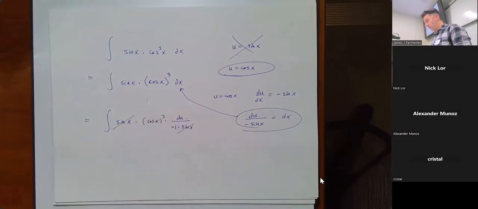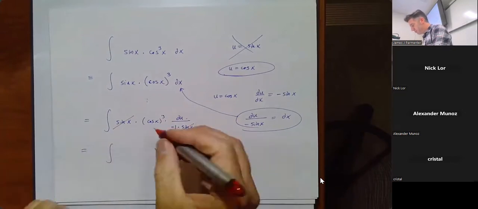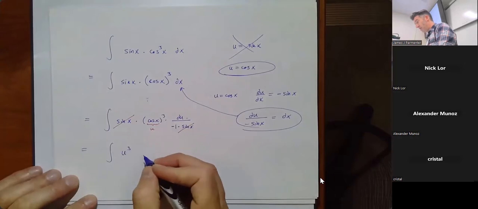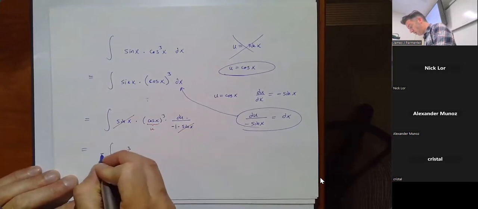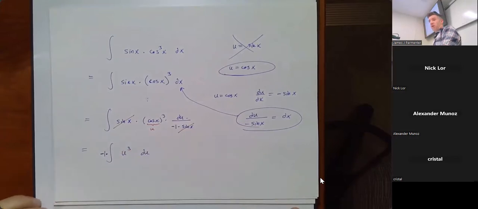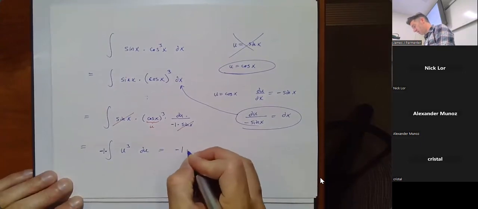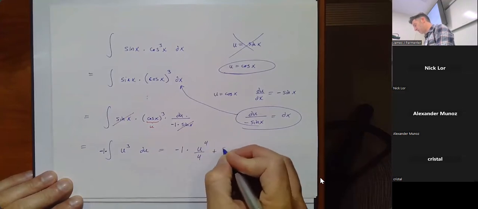And now I'm left with the integral of u cubed divided by -1 du. Dividing by -1 is the same as multiplying by -1. So let's just say we're multiplying by -1. And then we've got a du. And yeah, constant multiples, let's put them out in front of the integral. And now it's a power rule. So I get -1 times u to the 4th over 4 plus a constant.